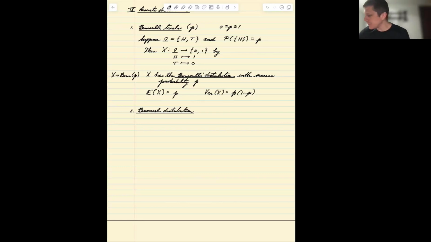Binomial distribution is thinking about doing that n times. So n is an integer, and p is between 0 and 1. We think about having n independent Bernoulli trials, and we count how many heads there were. So in this case, the sample space is the n-fold product of heads and tails.